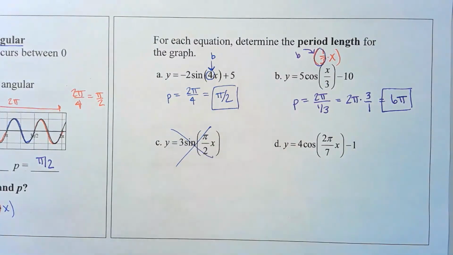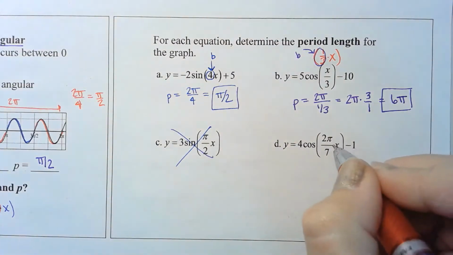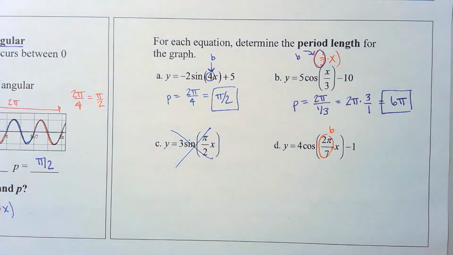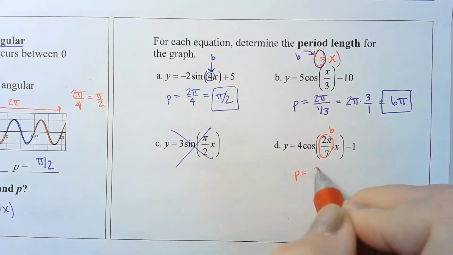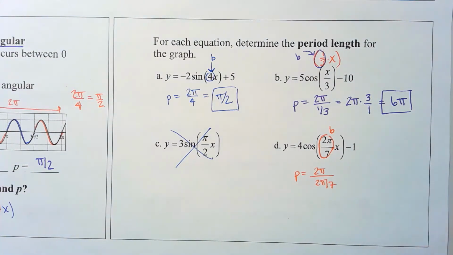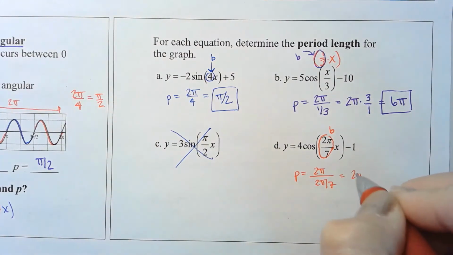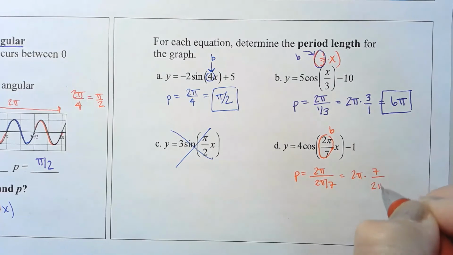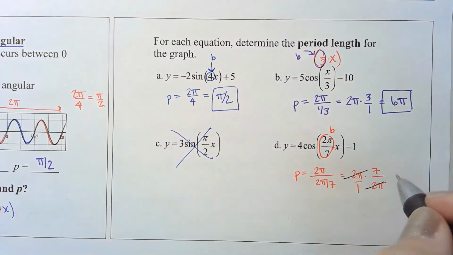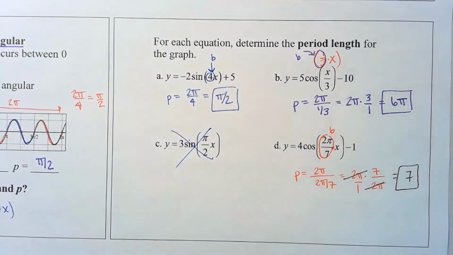We'll skip this one. We'll do something like this next, but let's take a look at this one. We have x times 2 pi over 7. There's my value for b. So the period is 2 pi divided by 2 pi over 7. Or let's flip and multiply by 7 over 2 pi. We can reduce our 2 pi's and we're left with 7 over 1.